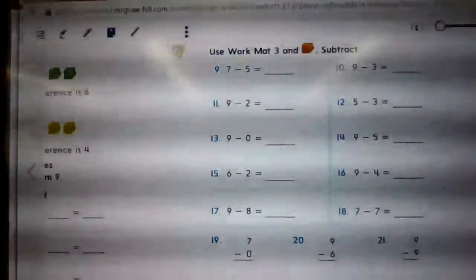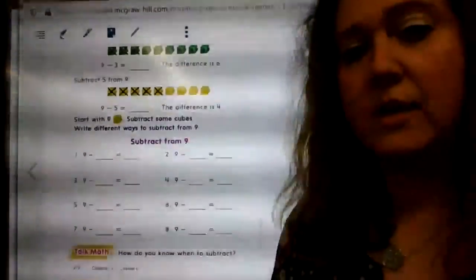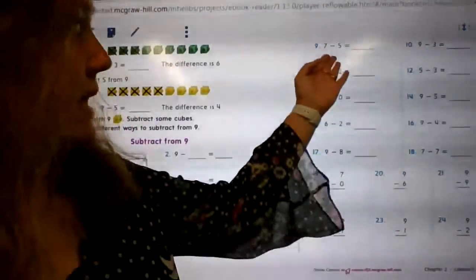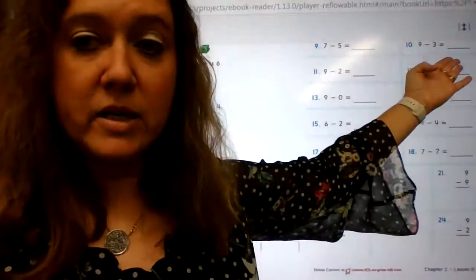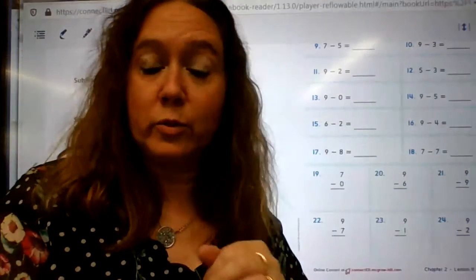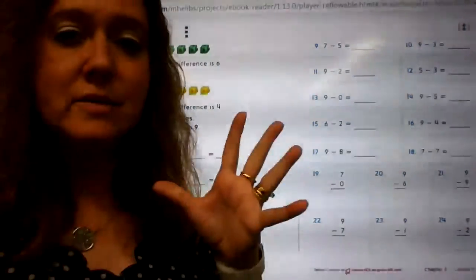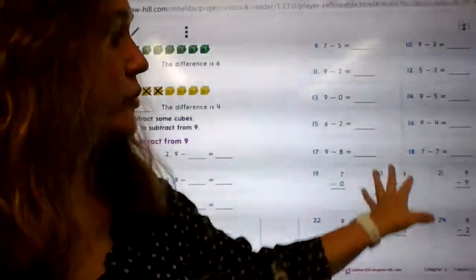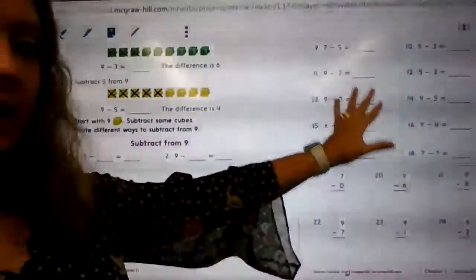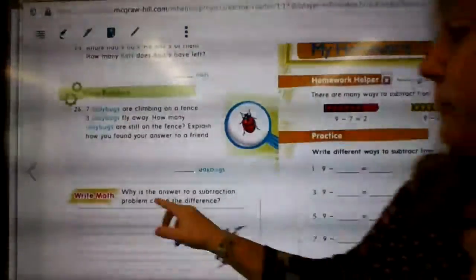You can either pause and wait till I give these other directions. This is just subtracting. You are subtracting 7 minus 5, 9 minus 3. You may use your fingers. You may need to draw little pictures. You can use things at home, cereal, buttons, beads. So you're going to do this and this on your own. You can pause it and do it now, or wait until we work on the back.